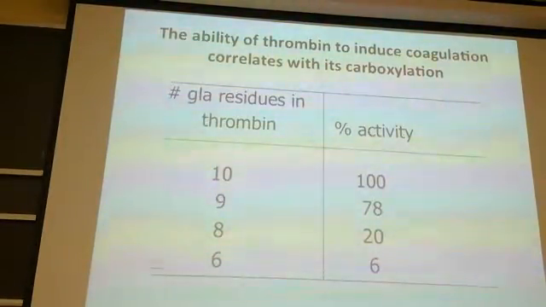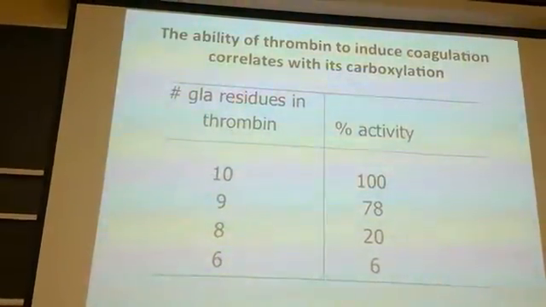And so the ability of thrombin to induce coagulation directly correlates with its carboxylation. Okay? And so thrombin carboxylation is actually a very good measure of vitamin K sufficiency or deficiency. And so this is just a table showing the amount of carboxylated glutamate residues in thrombin. Usually there are 10, corresponding to 100% activity.